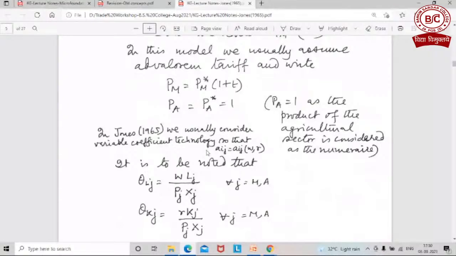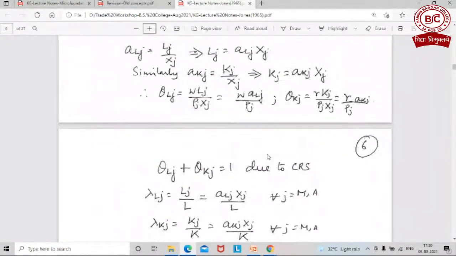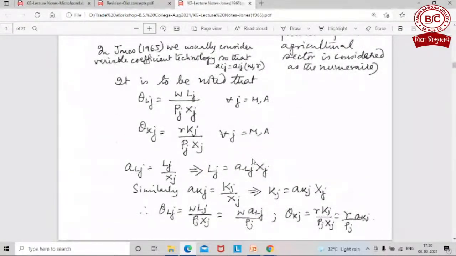Next, as I have said, these small AIJs, ALM, AKM, all these are functions of W, R. It doesn't matter whether it's W divided by R or W, R. But let me just show you one thing here, because you know these things. This ALJ in general, J for M or A, is LJ by XJ. So LJ you can write as ALJ times XJ. J stands for sector M or sector A. In general this is theta LM, which is the value share. You can write J as M or J as A, so I need not repeat all these things.